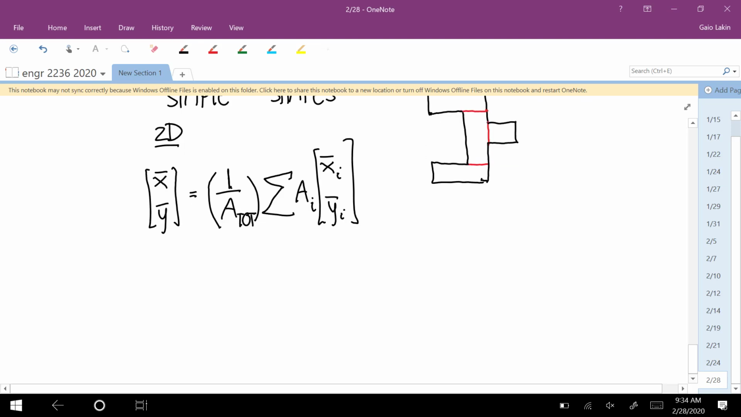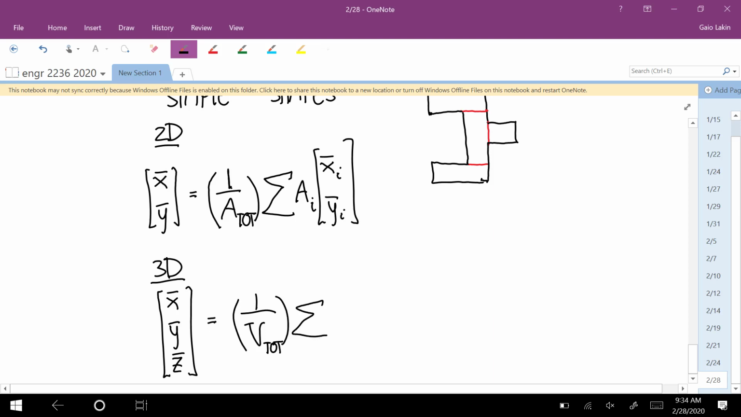You can do the same thing in 3D. And it works just like you would think it would. So x bar, y bar, z bar is equal to 1 over the total volume times the sum of, for each of these bodies, the volume of the individual, simple shape times the centroid of that individual simple shape.